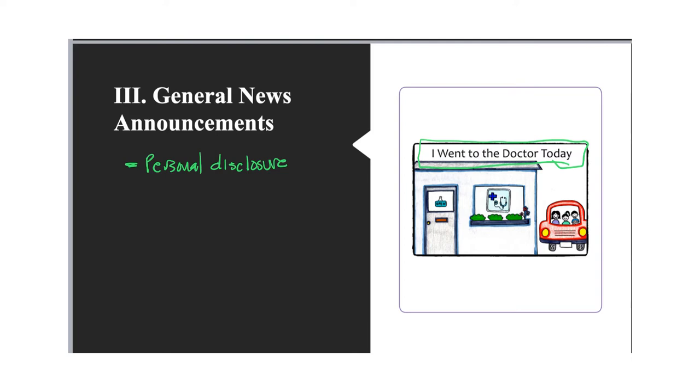Or I went to the doctor yesterday, and your partner maybe wants to compare experiences. So, oh yeah, I went to the doctor too. This is what happened, blah, blah, blah. Okay. So what makes a general news announcement a general news announcement is just the idea that you're offering the topic. So it's on you to suggest the topic, because now you're making the offer of whatever you disclose, that's what's going to be the topic of the conversation for that particular moment.